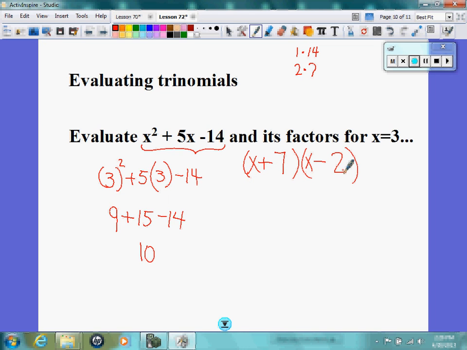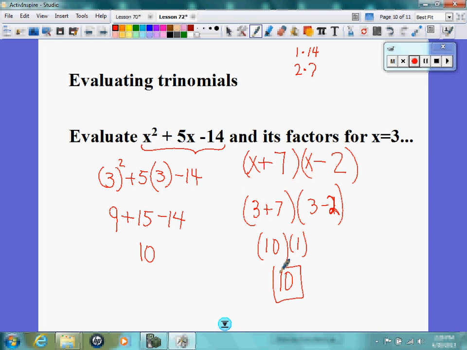And now we could put 3 in here. So 3 plus 7 times 3 minus 1, or 3 minus 2, I'm sorry. And that would be 10 times, 3 minus 2 is 1, and 10 times 1 is in fact 10. So we got the same answer either way we did that.